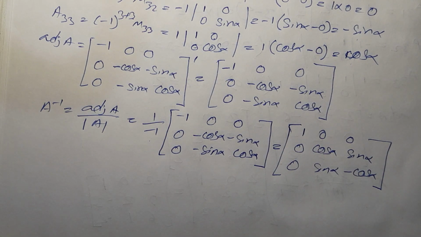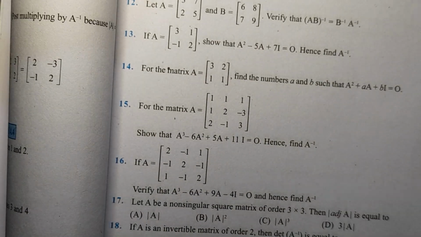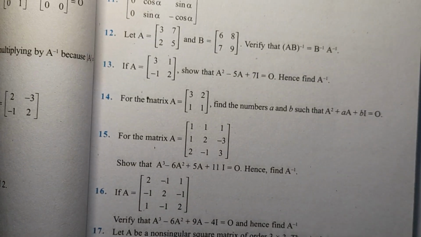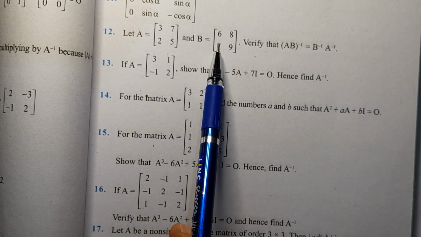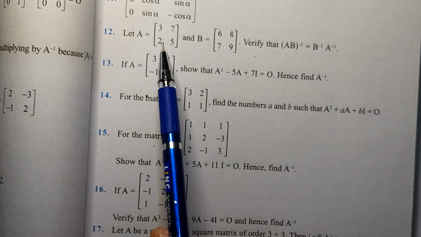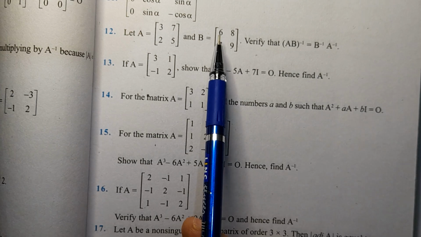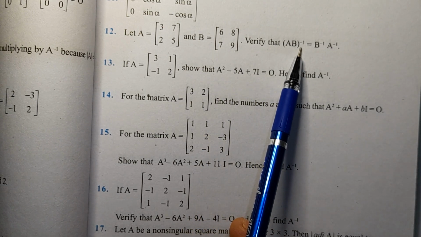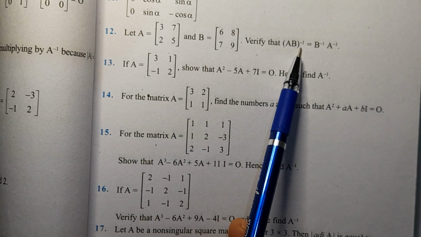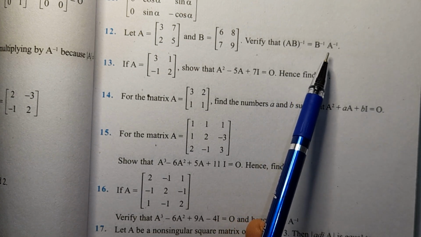Now question number 12. Question number 11 complete. In question number 12, matrix A is given and matrix B is given. A matrix is 3 2 7 5 and B matrix is 6 7 8 9. Verify that (AB) inverse equals B inverse and A inverse.